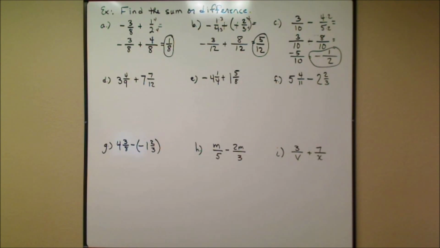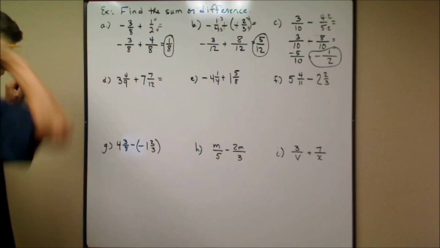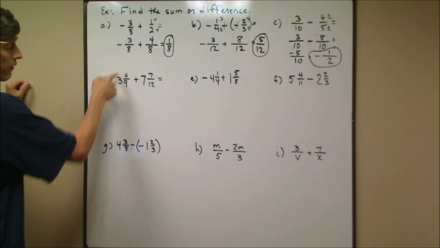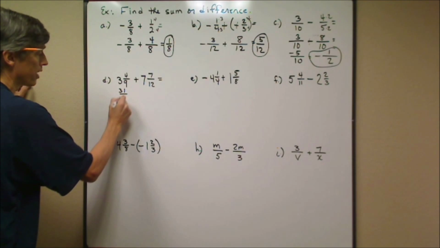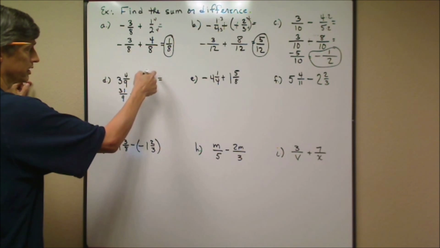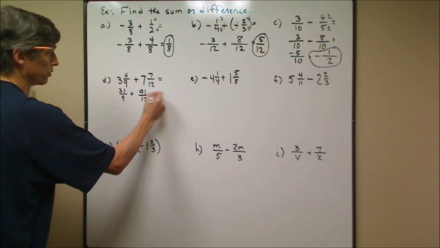Now it becomes a little more interesting with some mixed numbers involved. I have 3 and 4 ninths plus 7 and 7 twelfths. 3 and 4 ninths I'm going to change to an improper fraction. 7 and 7 twelfths I'm going to change to an improper fraction. So 9 times 3 is 27 plus 4 is 31 over 9 plus 12 times 7 is 84. 84 plus 7 is 91 all over 12. Ooh, this one's going to be fun.